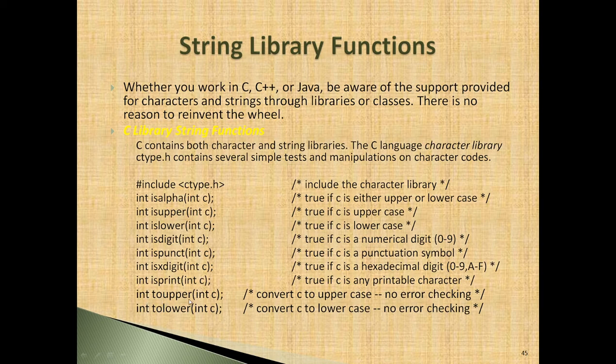Int toupper(int c). This is used to convert a lowercase letter into an uppercase letter, that is, convert the character c to uppercase. No error checking is done over here. It will only convert it into the uppercase letter. Similarly, tolower is used to convert into the lowercase letter.